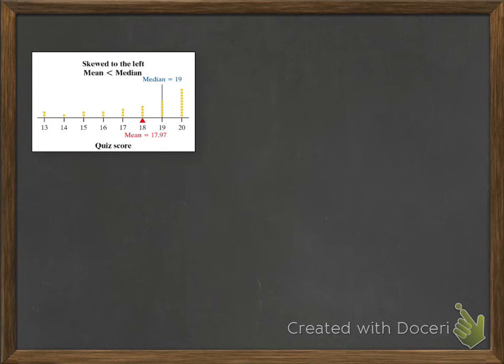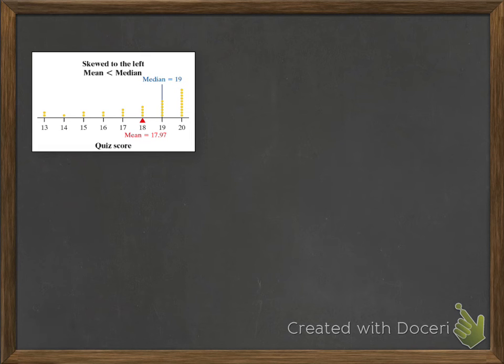So we might see data that looks kind of in 3 varieties. One, we might have data that is skewed to the left. And you'll notice that when data is skewed to the left, the median is to the right of the mean. The median is to the right of the mean. That's because the mean is affected by those outliers, by that 13 and 14.